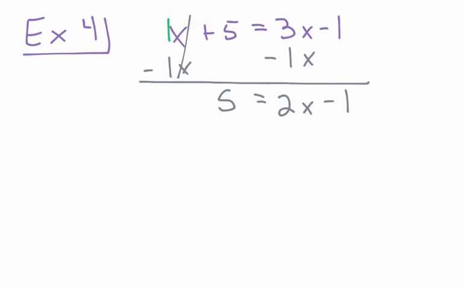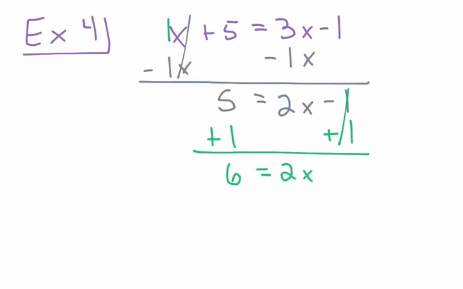Now what I need to do is I need to move my constant terms all to the left side. I have my constant term over here. My variable term is on the right side. So I need to get rid of this minus 1. Well, the opposite of subtracting 1 would be to add 1. So I'm going to add 1 to both sides. That's going to cause these to cancel. 5 plus 1 is equal to 6, equals 2x.